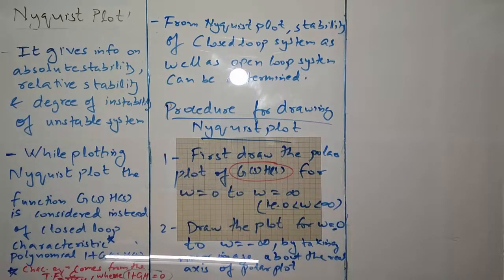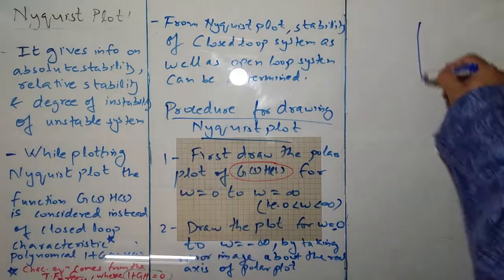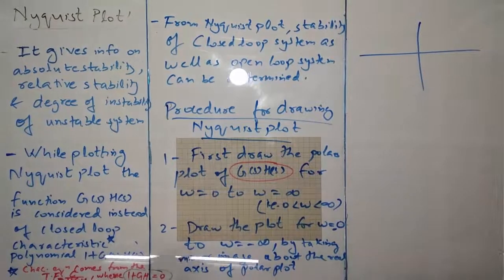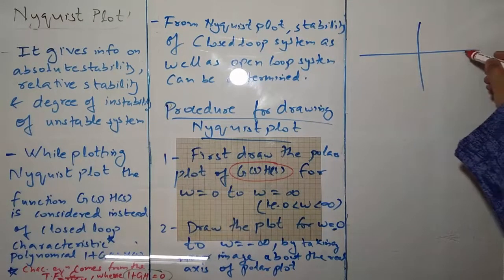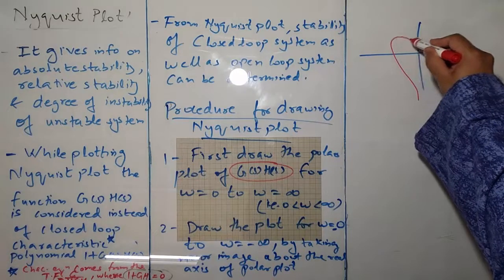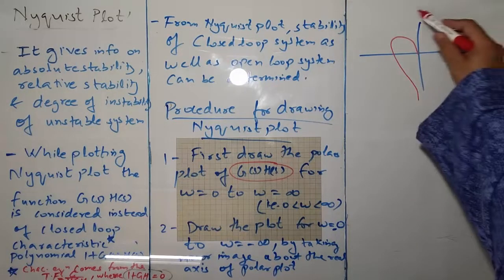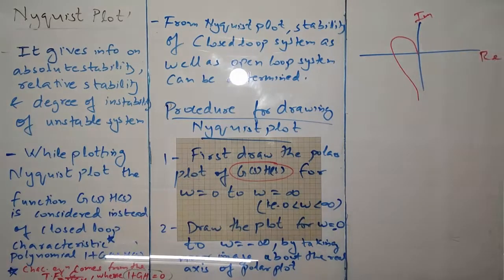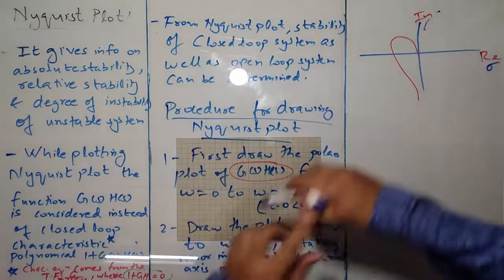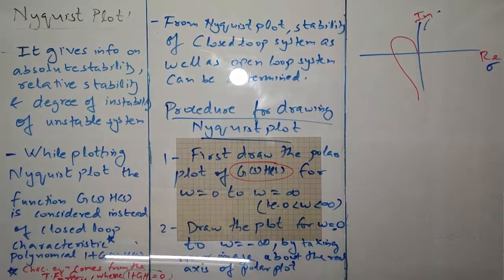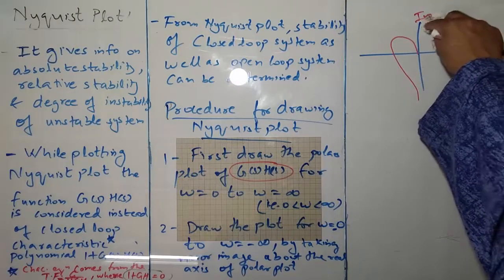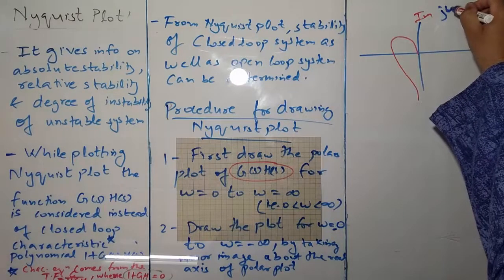For example, if we talk about the previous problem we did in polar plot, the plot that we obtained there was something like this. It was something like this, and this was the real axis while this was the imaginary axis. So we sometimes refer to this axis as sigma and this as j omega.